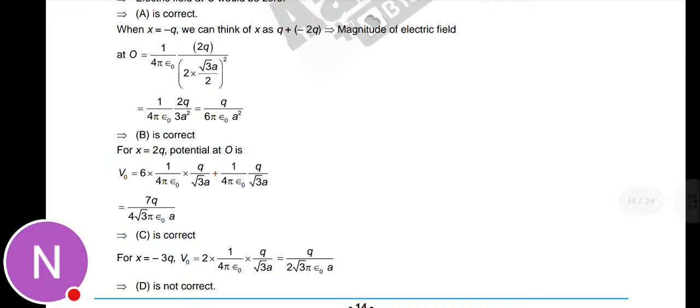When x is equal to minus q, we can think of x as q plus minus 2q. The magnitude of the electric field at O is equal to 1 by 4 pi E naught into 2q by 2 into root 3a by 2 whole square, which is 1 by 4 pi E naught into 2q by 3a square, that is equal to q by 6 pi E naught a square. So B is also correct here.